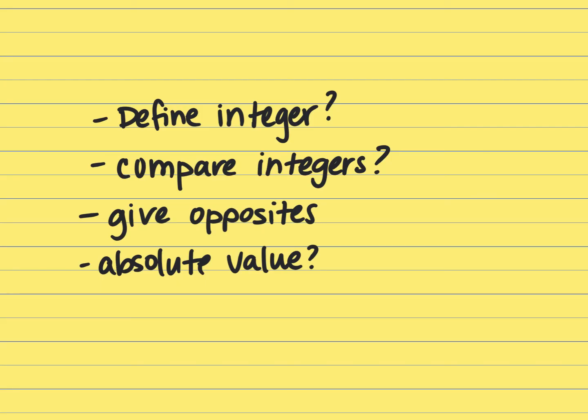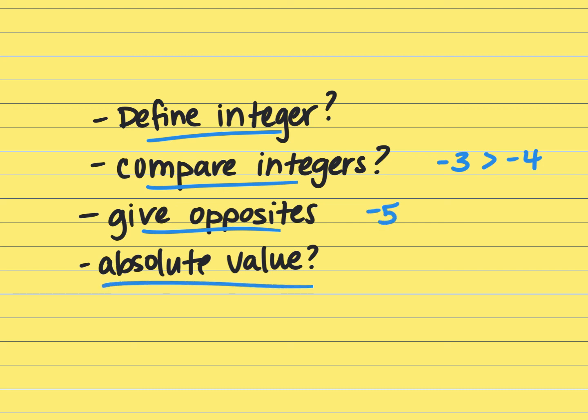All right, so after today's lesson, hopefully you can define an integer and tell me what an integer is or give some examples of an integer. Can you compare integers? Can you tell which one's bigger, such as negative 3 is bigger than negative 4? That would be comparing integers. Could you give me the opposite of a number? So if I say opposite of negative 5, could you tell me what that is? And could you define for me what is absolute value? And could you solve absolute value problems if I give you something like this?